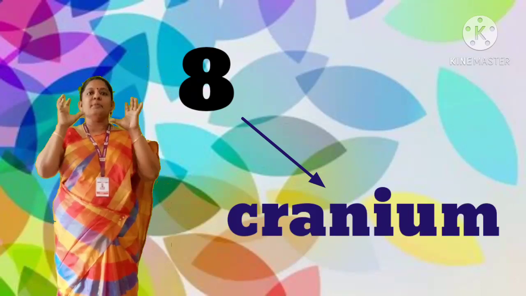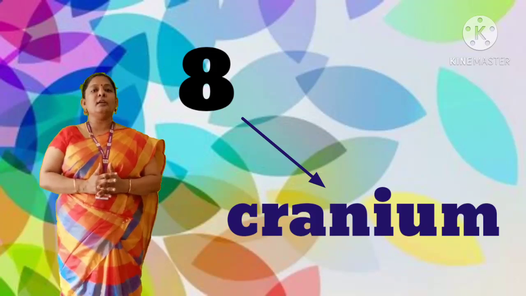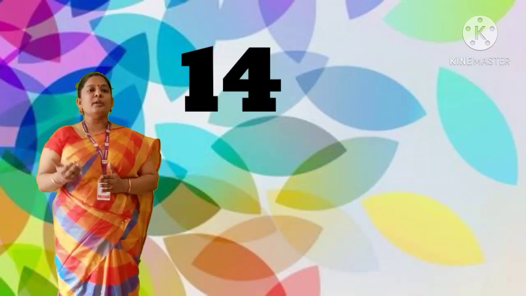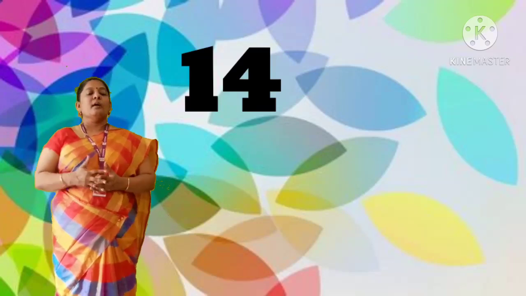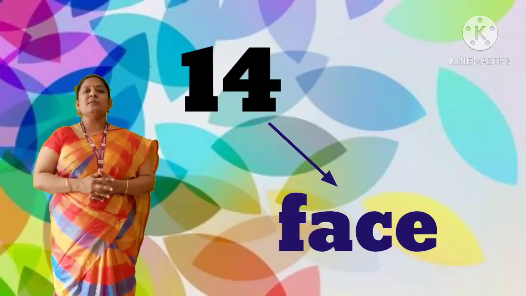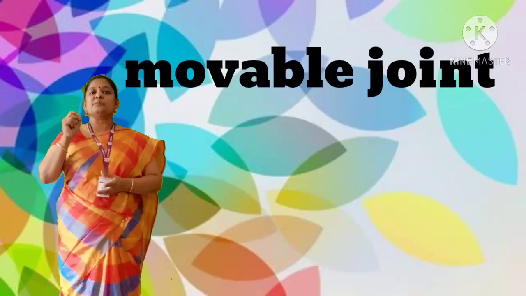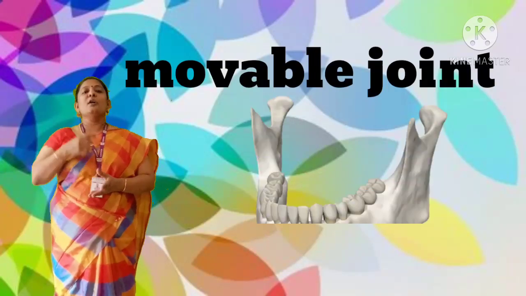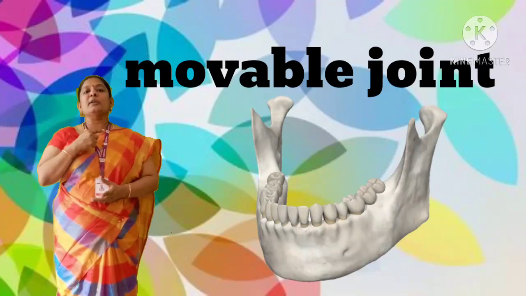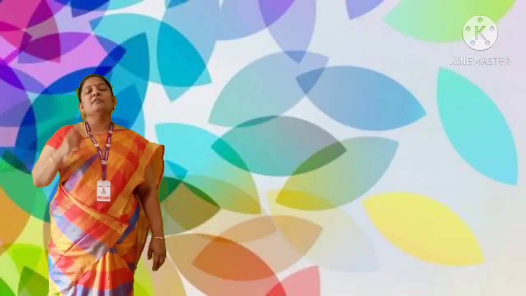Yes, cranium. Inside the cranium our brain is protected. How many bones are there? 8 bones are there in the cranium itself. The remaining 14 bones fuse together in the front portion and form the face. It protects our face. The only bone which has a movable joint in our head portion is the lower jaw. Skull is placed on the top of the vertebral column.